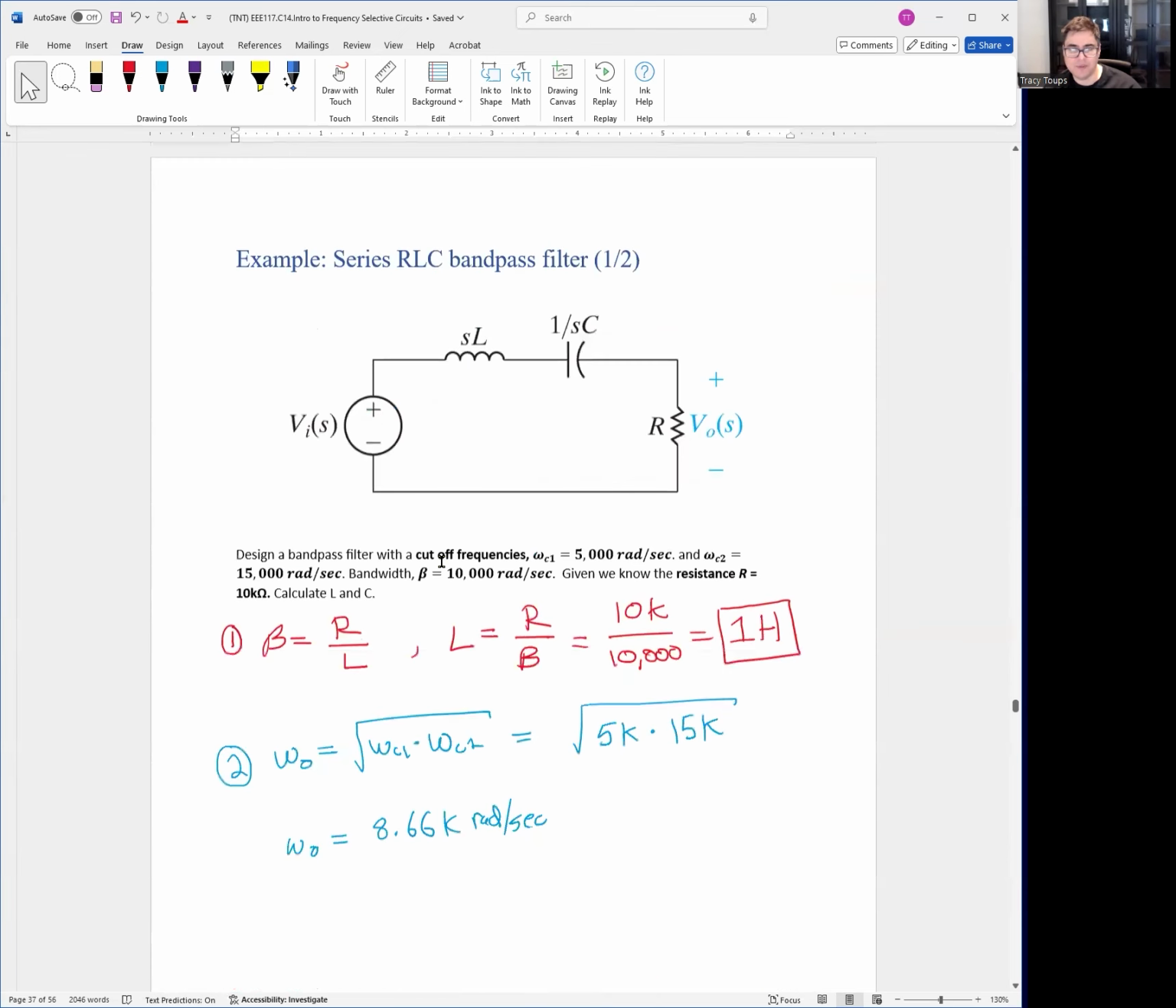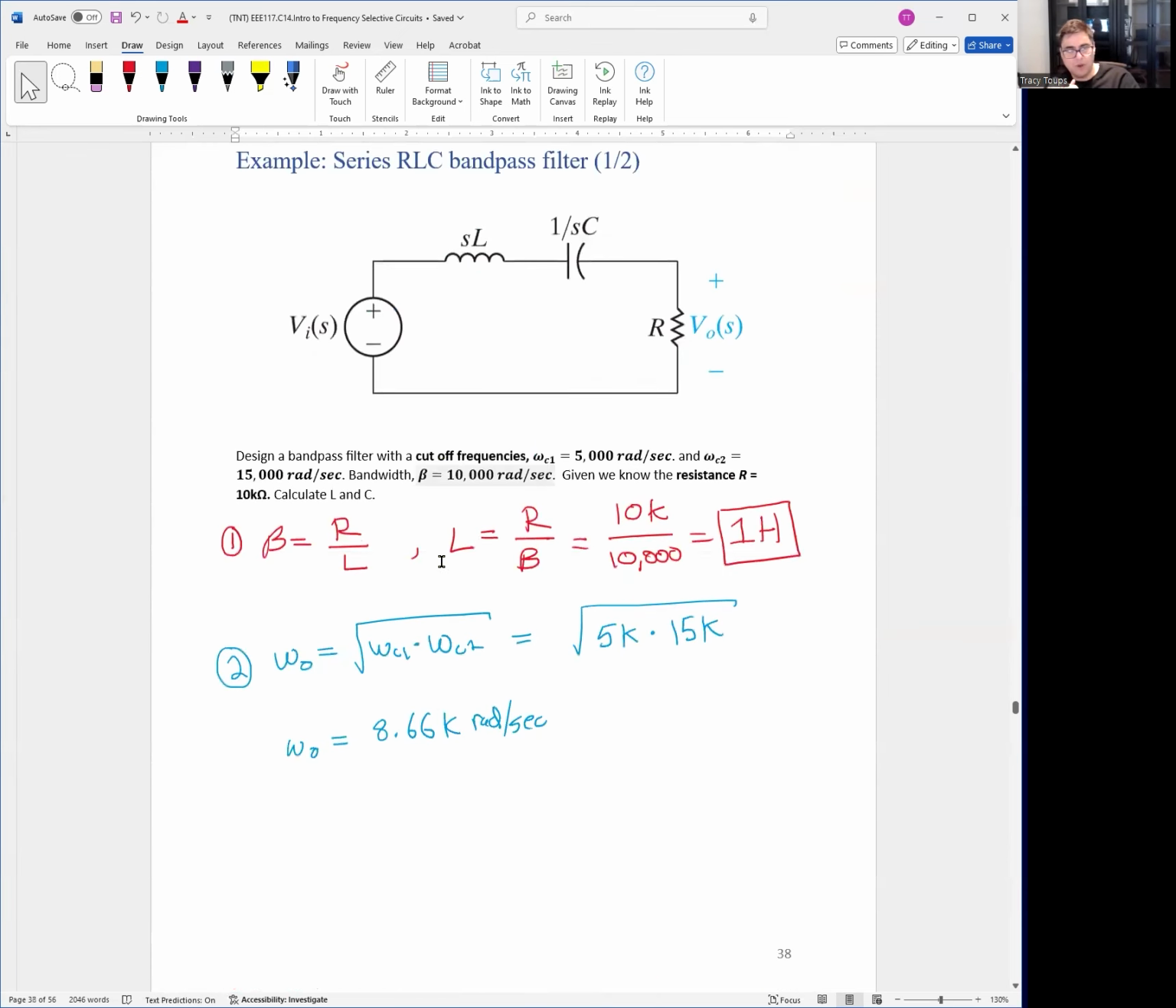So we have 5 things we look at: quality factor Q, bandwidth beta, lower cutoff frequency omega C1, upper cutoff frequency omega C2, and then your center point omega 0. Let's go ahead and do an example for a series RLC bandpass filter. Notice you have the circuit, the inductor, capacitor, and resistor, with the output voltage across the resistor.